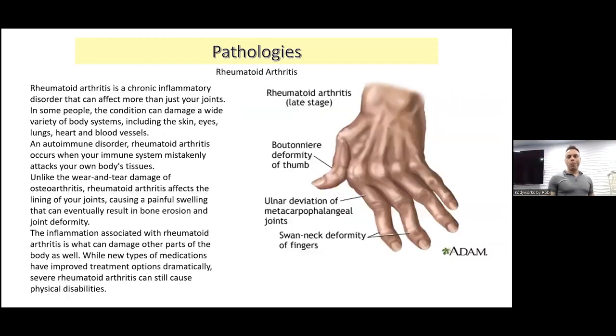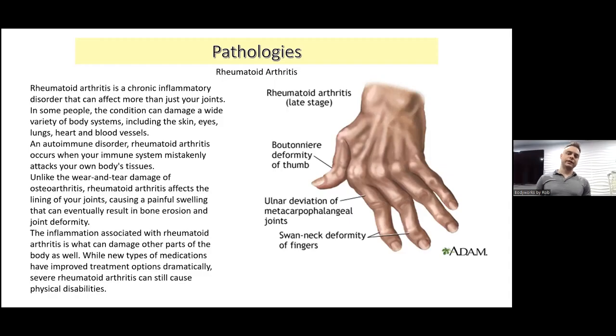Rheumatoid arthritis. So kind of the flip side of the arthritis coin, right? So we looked at osteoarthritis. And osteoarthritis, right, just the general wear and tear arthritis, usually occurs through age and use.